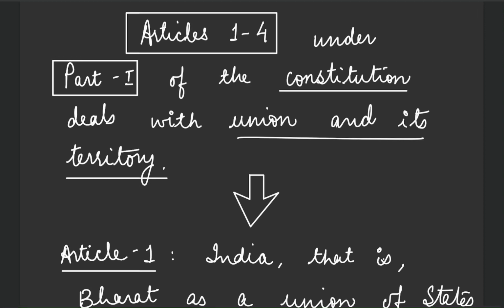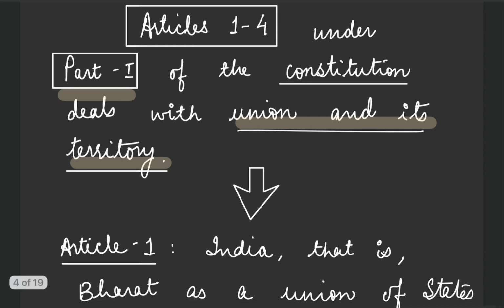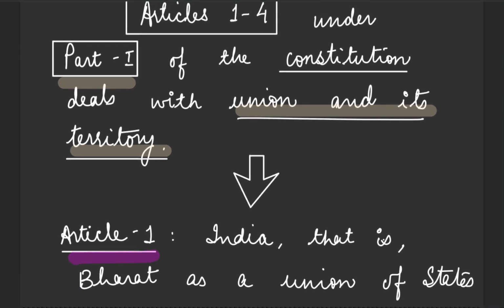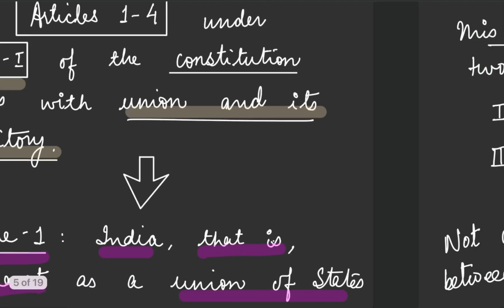Articles 1 to 4 come under Part 1 of the Constitution, and it deals with the Union and its territories. So India as a union and its territories. Article 1 states that India, that is Bharat, both are the names of our country. It is a union of states. India, that is Bharat, is a union of states.